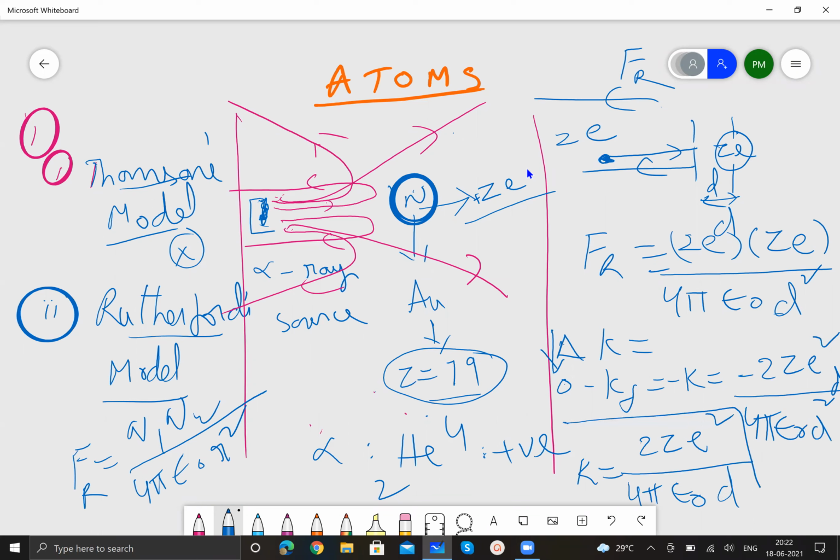You will be getting problems based on this particular formula in both JEE as well as NEET. Very important. Please note down. I'll explain you once again. Please note it.